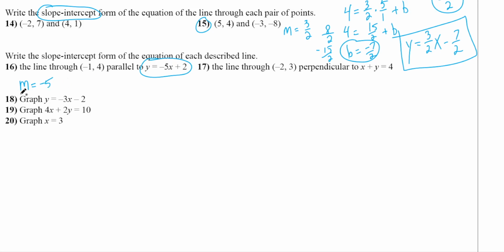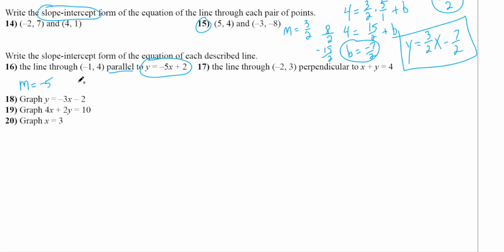What if it said perpendicular? It doesn't, but what if it did? What would the slope be? What is it? 1 over 5, positive 1 over 5. Remember, negative reciprocal, take the opposite sign, positive. Flip it, 1 over 5. If it said perpendicular. It doesn't say perpendicular though, does it? This one does, but this one doesn't. It says parallel, so the slopes are exactly the same.